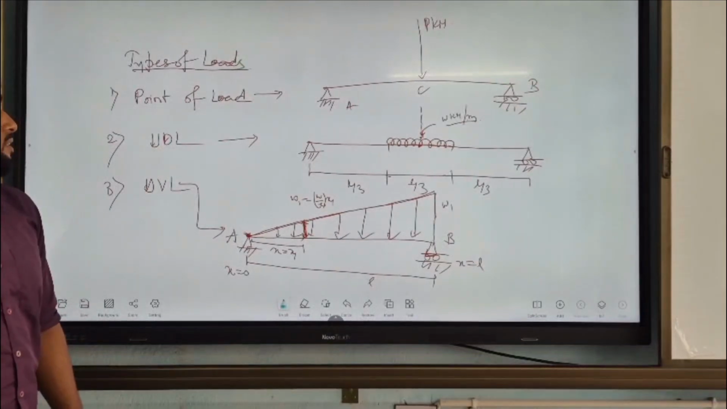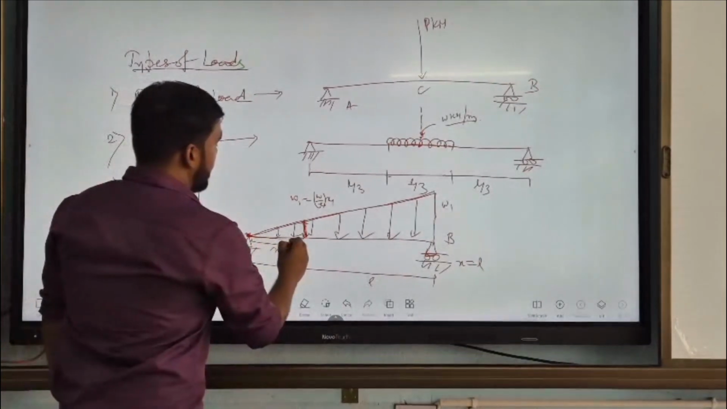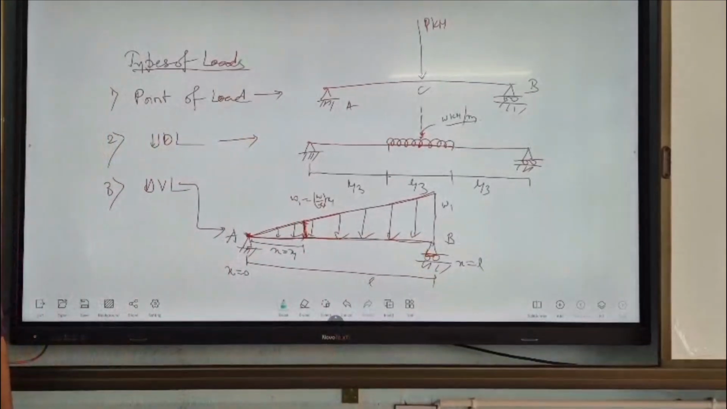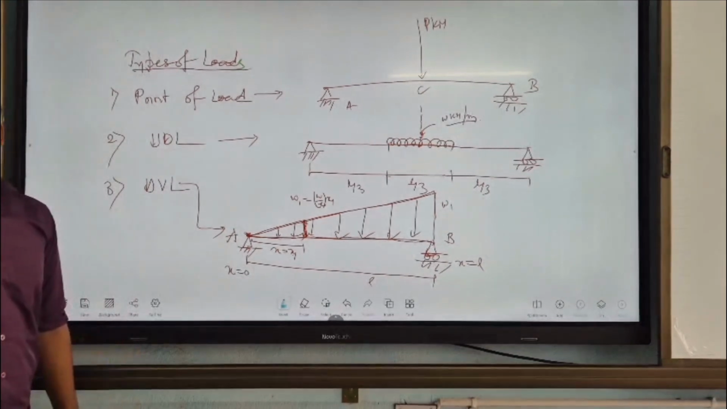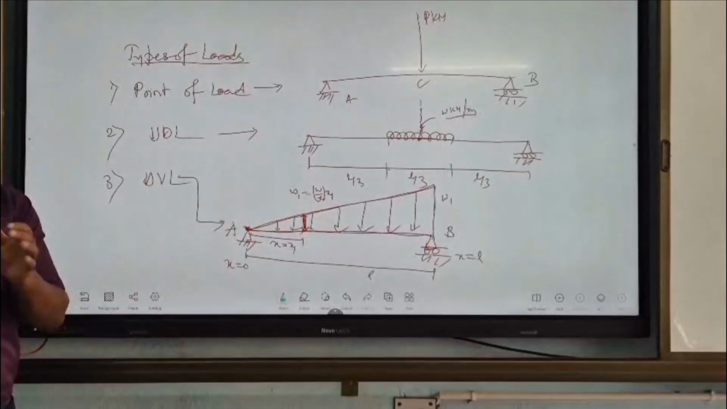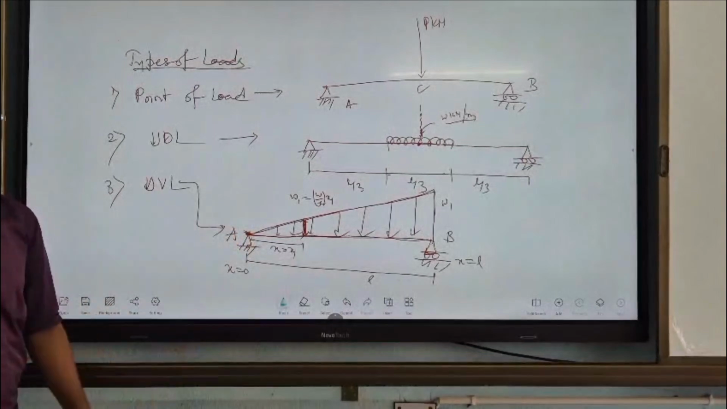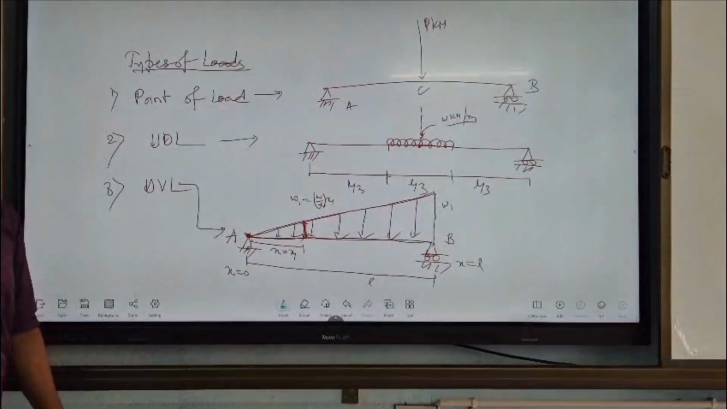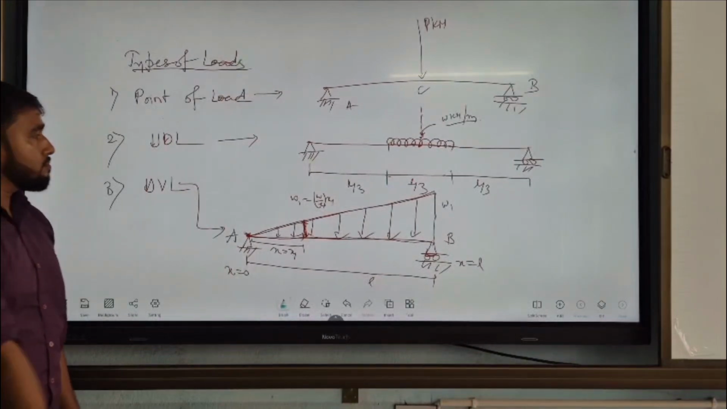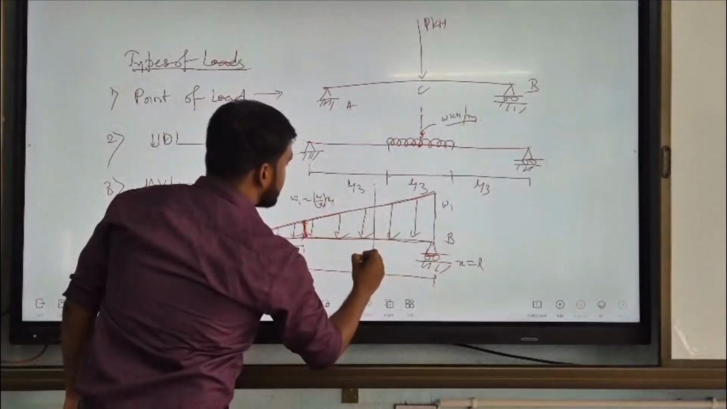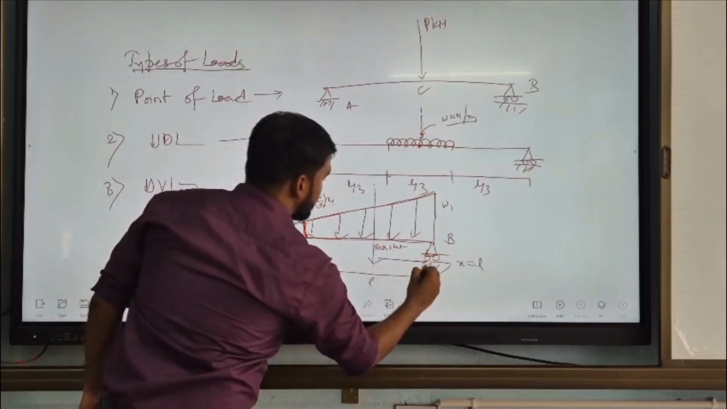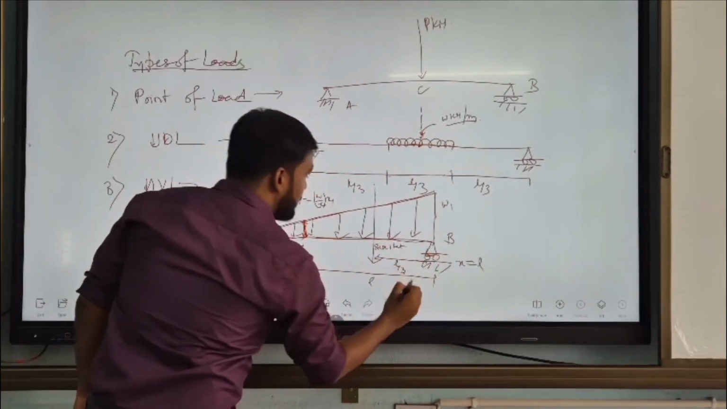This is the length L. The CG is at L by 3 from which support? L by 3 from where the load concentration is more, from towards A or towards B? Towards B. So that's why the resultant will be towards B. So L by 3 will be from B support. L by 3, this is the resultant. So L by 3 from B support.